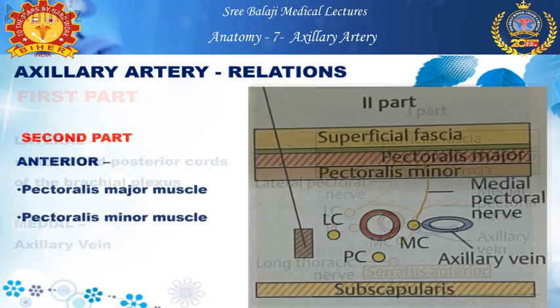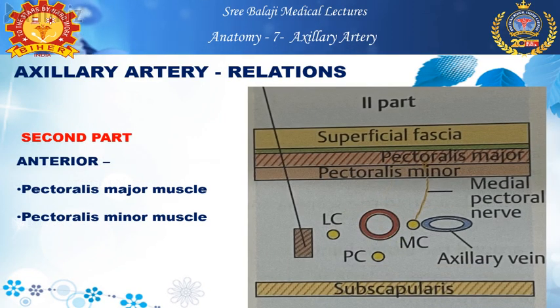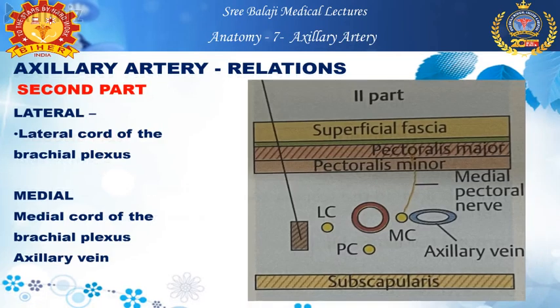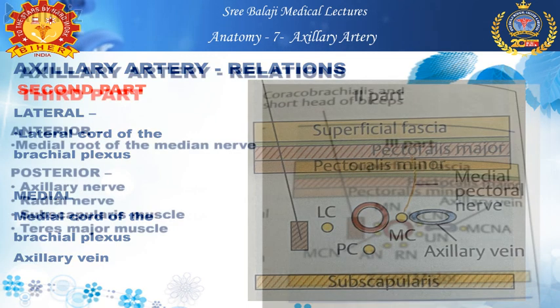Now let us see the relations of the second part of the axillary artery. The anterior relation to the second part includes pectoralis major muscle and pectoralis minor muscle. Posteriorly, it is related to the posterior cord of brachial plexus and the subscapularis muscle. Medially, it is related to the medial cord of the brachial plexus and axillary vein. Laterally, it is related to the lateral cord of the brachial plexus.